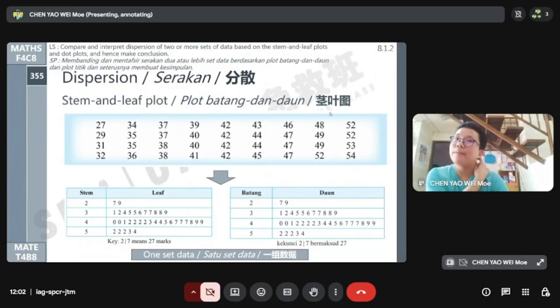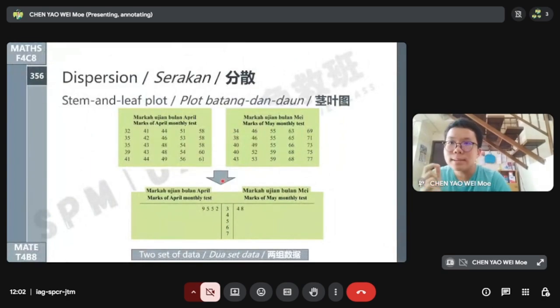How about if we have two sets of data? We can do the same thing, but we make the stem and leaf plot like this. We combine them together. This is called a back-to-back stem and leaf plot.